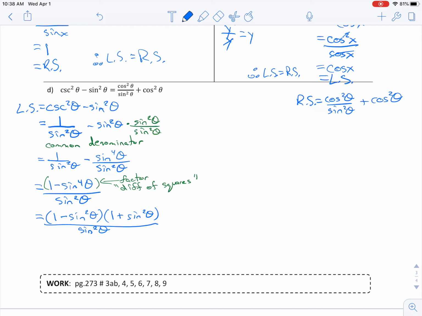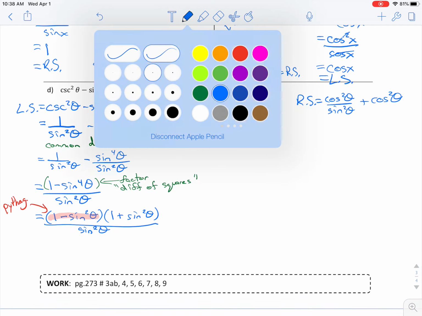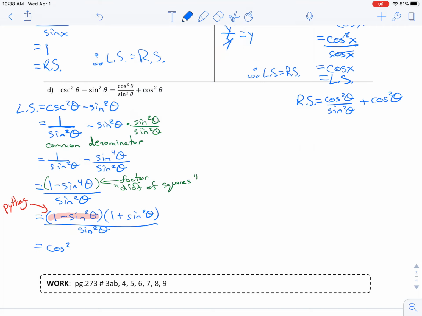And again, at this point, you're probably just following along, and that's okay. These are the kinds of tricks you're going to pick up in order to be able to solve the more complex ones. So now, notice here, I have 1 minus sine squared theta, which is the Pythagorean identity. So that's really the same as cos squared theta. And then I get 1 plus sine squared theta over sine squared theta. So always after you replace something, generally you can simplify it.